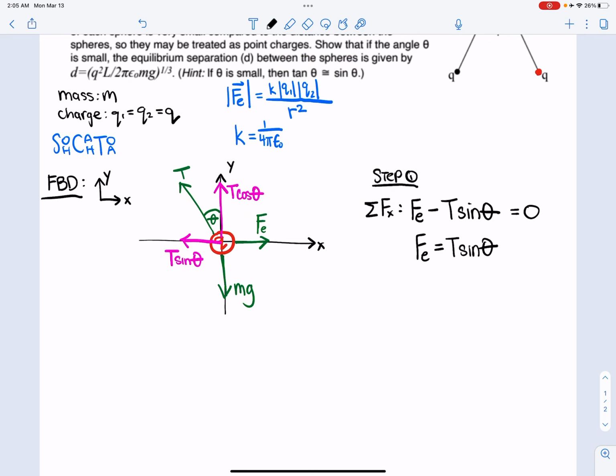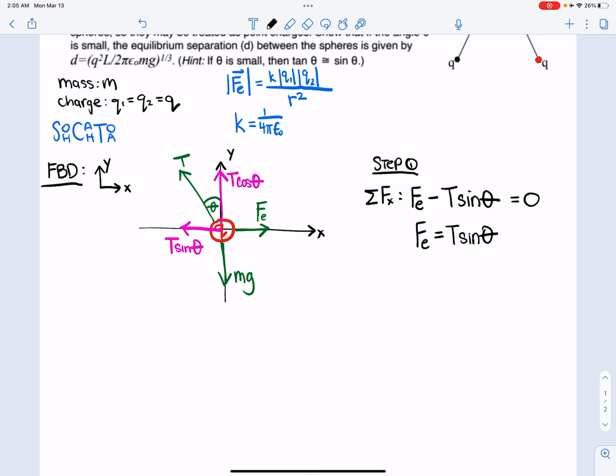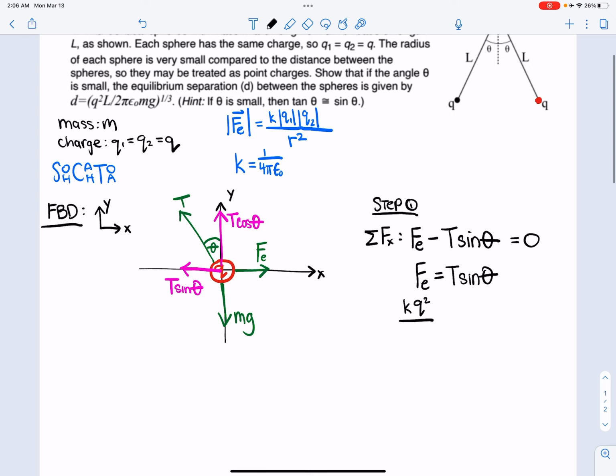So using that information, I'm going to substitute Fe for K times Q, where Q1 is equal to Q2, which is just Q, so that becomes Q squared over d squared, because that's the distance between the two charges. That's this guy right here. This is d.